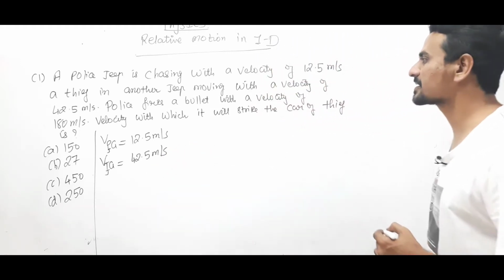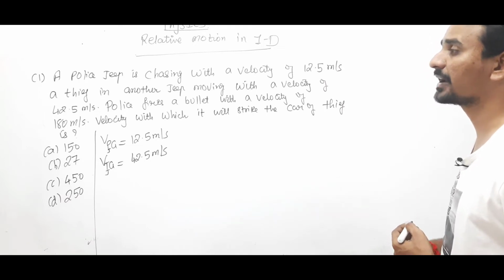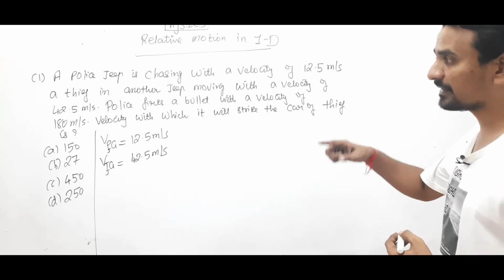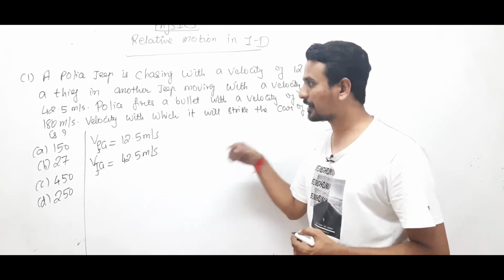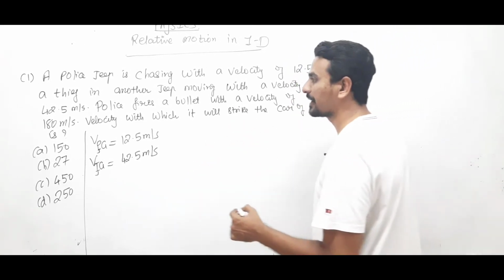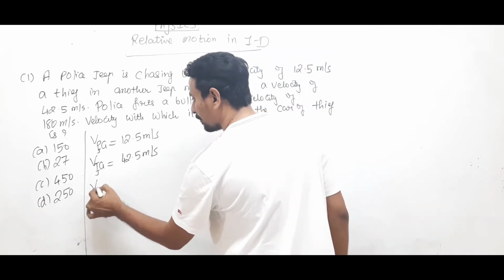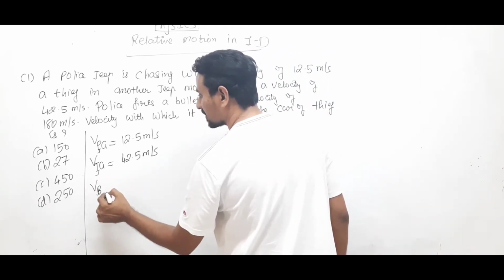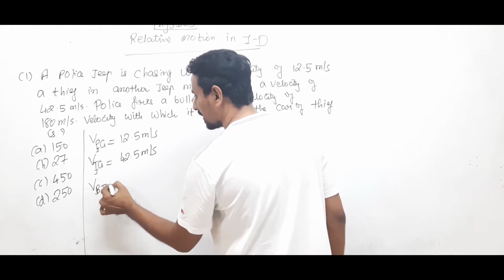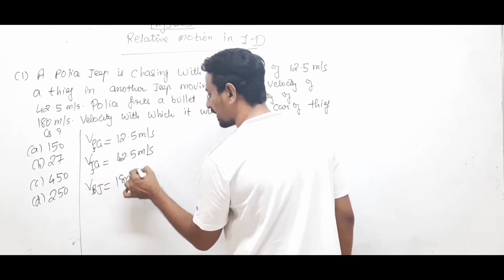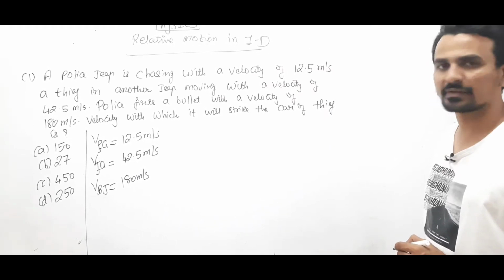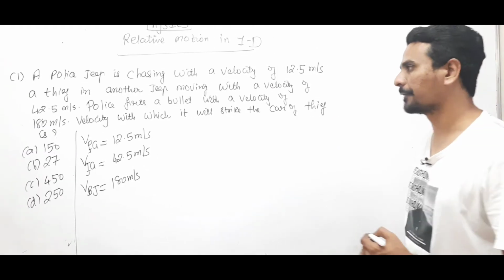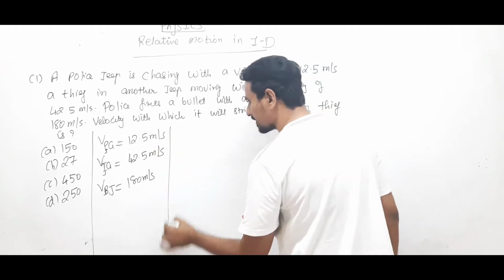Now the police fires a bullet with a velocity of 180 meter per second. So the police is firing a bullet from the jeep with a velocity of 180 meter per second. So the velocity of the bullet from the jeep is 180 meter per second. Okay. So the velocity with which it will strike the car of the thief is the question. First we will understand the question.